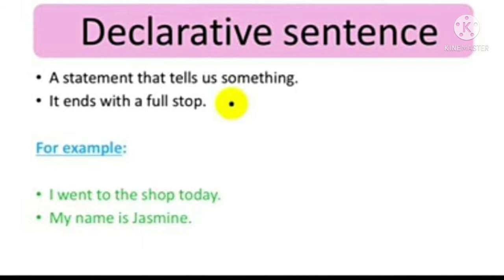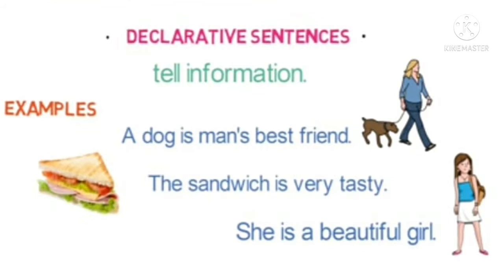For example, I went to the shop today. My name is Jasmine. More examples. A dog is man's best friend. The sandwich is very tasty. She is a beautiful girl.